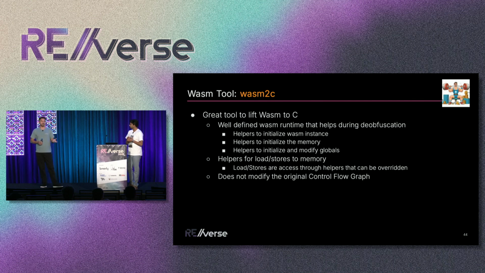It also has helpers for loads and stores. So it's not directly writing the data into the stack slots. We have helpers for that. You can override those helpers, which is quite useful. We don't use it, but maybe in future we might. And it doesn't modify the control flow graph. So basically, when you look in Ghidra at the WebAssembly, and after you compile the Wasm-to-C code without optimization, you see the same control flow graph. And this is a big benefit, because we want to keep the control flow graph, at least in the beginning, in its original state.